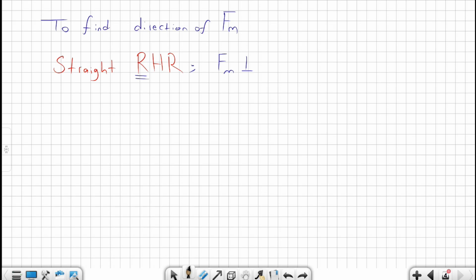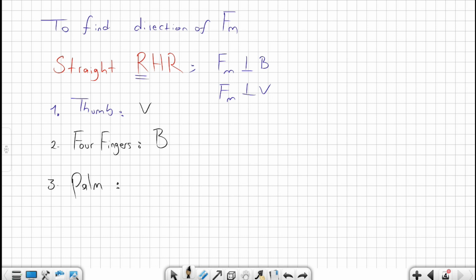First, remember that magnetic force is perpendicular to the magnetic field. It is also perpendicular to the velocity. So we have three quantities, so we need to have three locations on our right hand. The first one is the thumb, which will be the velocity. The second one is the fingers, which is the magnetic field. And lastly, it is the palm, which will show the magnetic force.